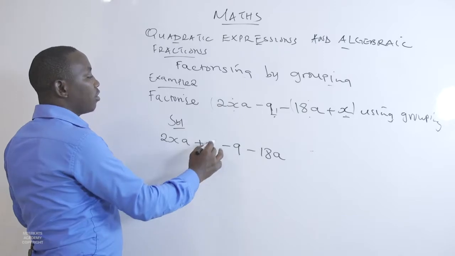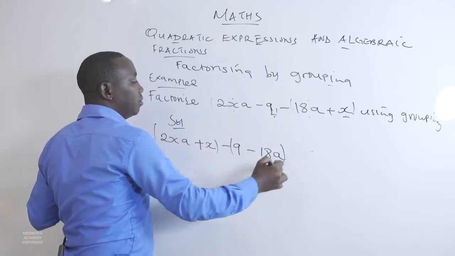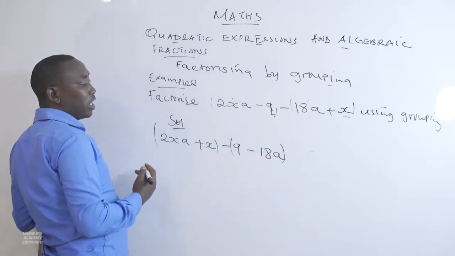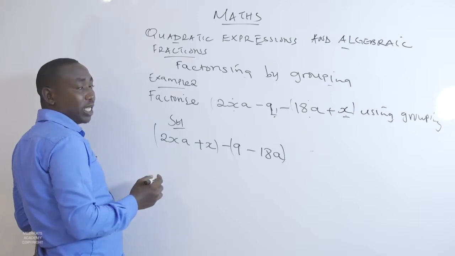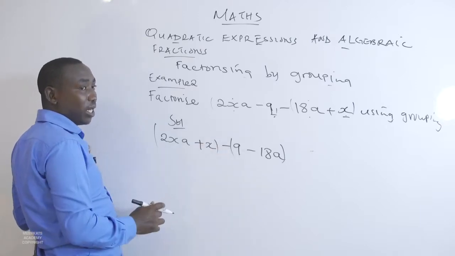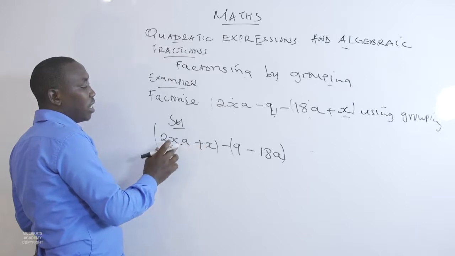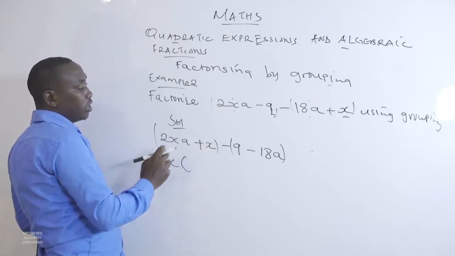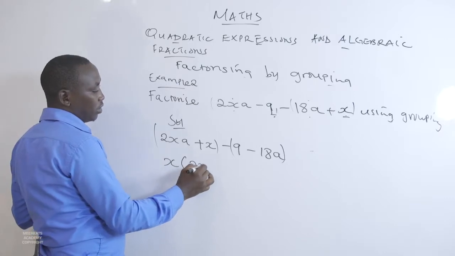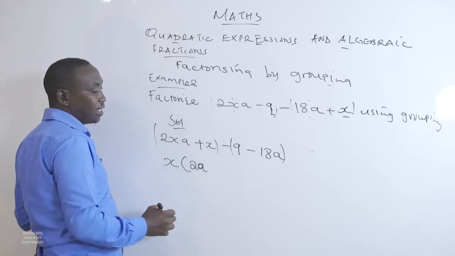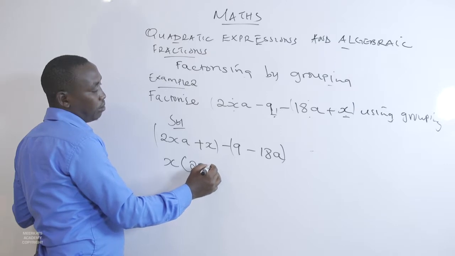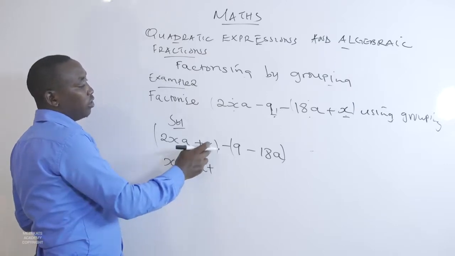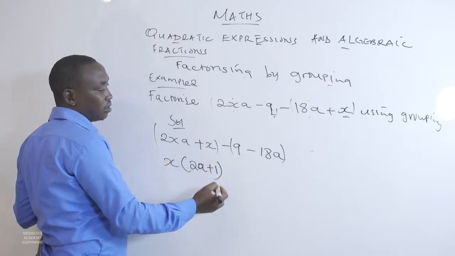So from here we now group them into pairs of 2. After grouping them into pairs of 2, we go to the second step: we factorize each of them independently. The common factor in 2xa and x is x. x goes into the whole of that, twice a times, plus x goes into x once.